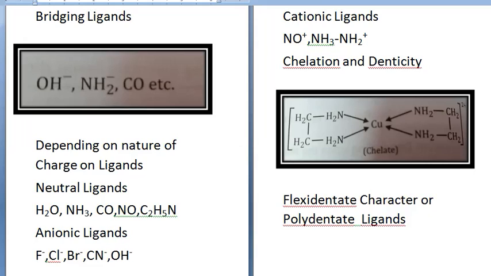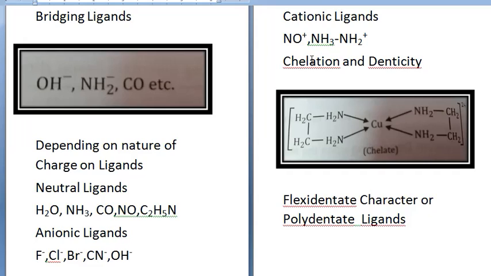Second category is anionic ligands. They have negative charge, like F minus, fluoro, Cl minus, chloro, Br minus, bromo, CN minus, cyano, OH minus, hydroxo, and so on. CH3COO minus, acetato. See, all the anionic ligands will end with O. Then next is cationic ligands. They carry positive charge, like NO plus. It is nitrosonium ion. NH2NH3 plus, hydrazinium ion. NO2 plus is nitronium ion, and so on.